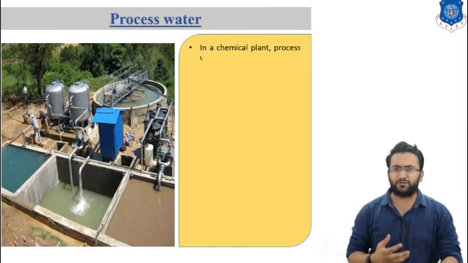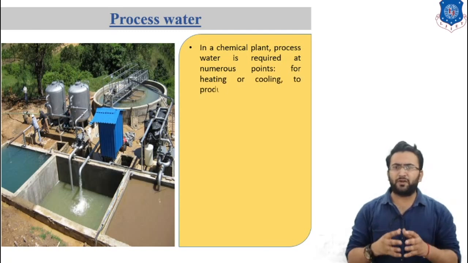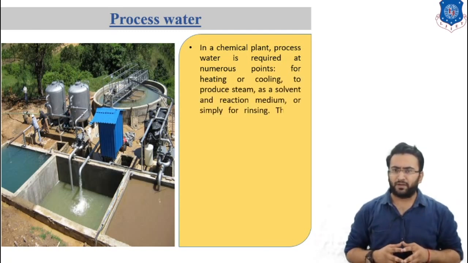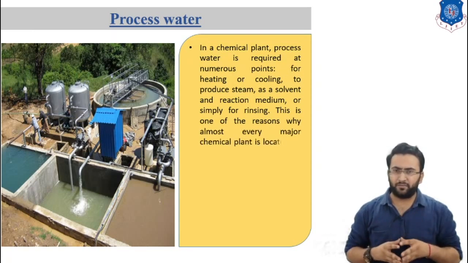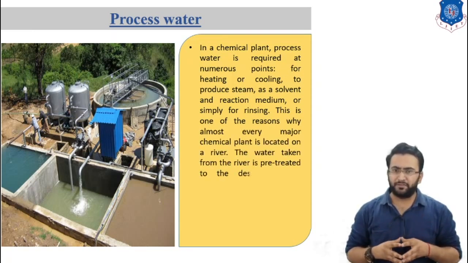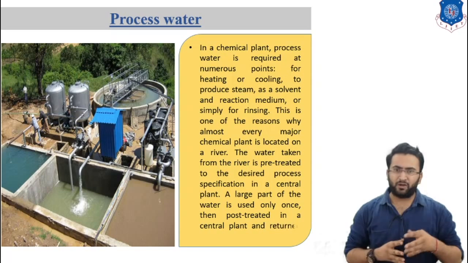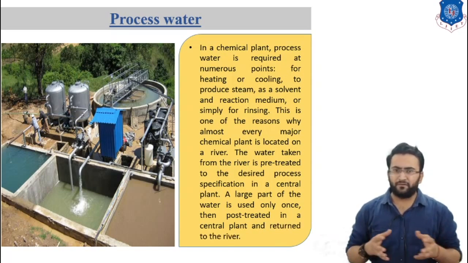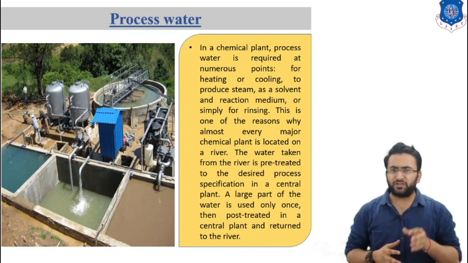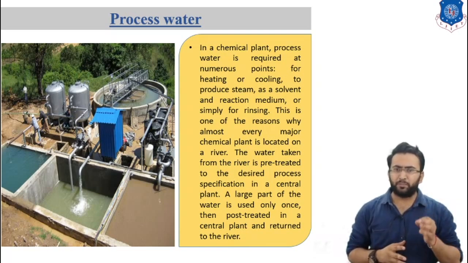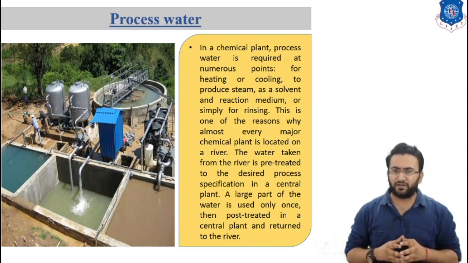So let's start with the process water. In chemical plant, process water is required at a number of points, such as for the heating system, cooling system, to produce steam. It is also used as a solvent, as a reaction medium, or mostly used for the rinsing of vessels. This is one of the reasons why almost every major chemical plant is located on a river. The water taken from the river is pre-treated to desired process specification in a central plant. A large part of water is used only once, then post-treated in a central plant and returned into the river.